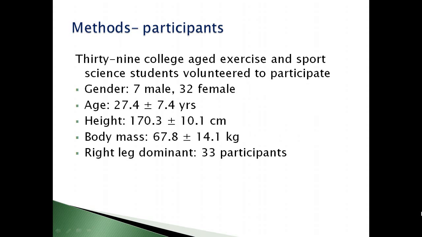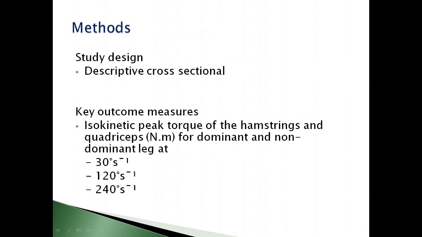39 college-age exercise and sports science students volunteered to participate in the study, with 7 males and 32 females. 33 of the 39 participants nominated their right leg as being the dominant leg. The study design was descriptive cross-sectional, and the key outcome measures were the isokinetic peak torque of the hamstrings and quadriceps for the dominant and non-dominant leg at the angular velocities of 30, 120 and 240 degrees per second.